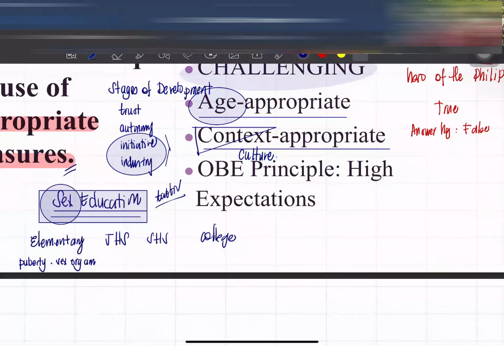Halimbawa, topic natin values education, tapos I'm talking about John 3:16. Tapos bigla ko na lang na-insert yung mga topics tulad nito. Di ba parang out of context? No? So dapat alamin niyo yung context.